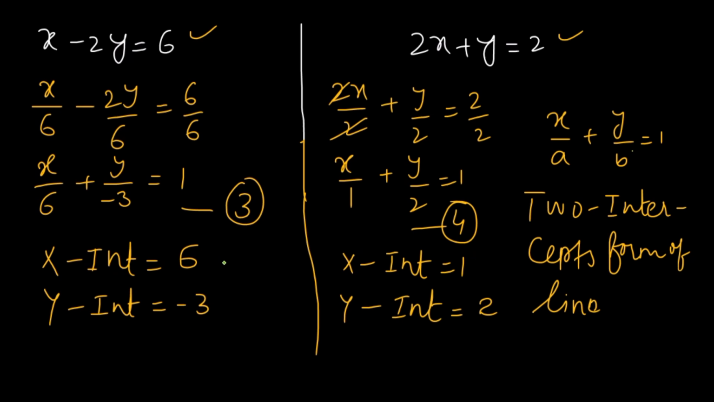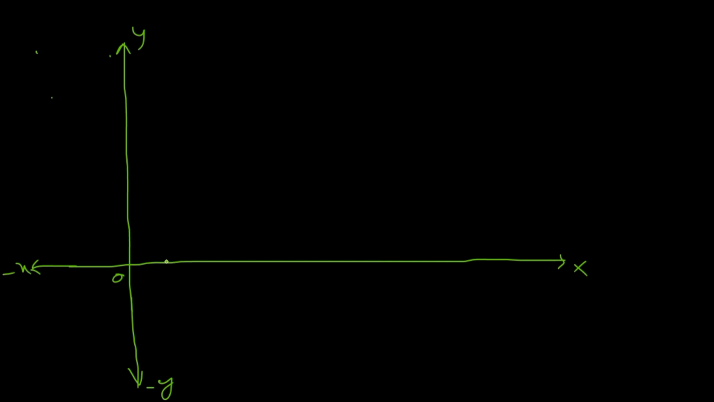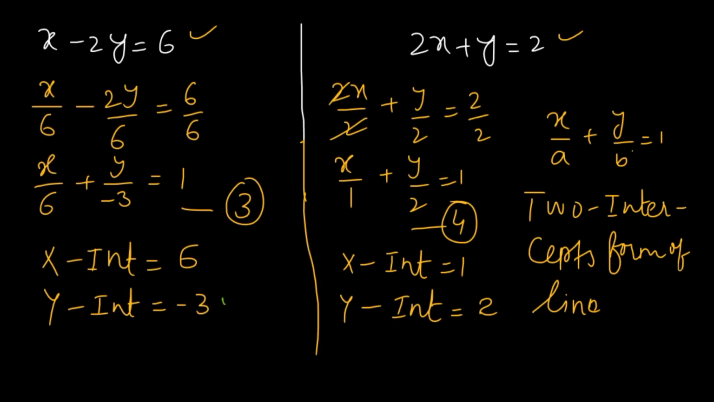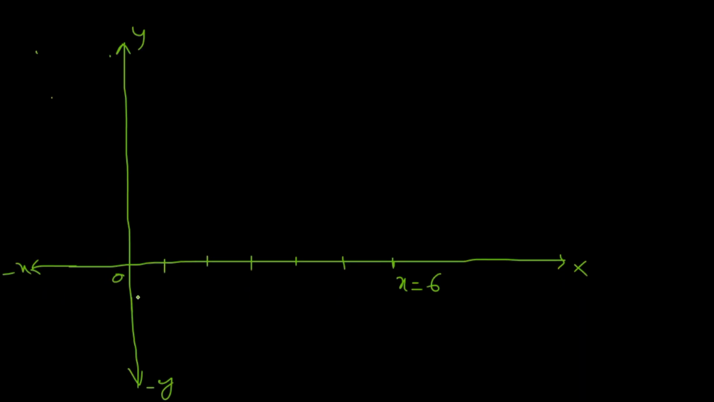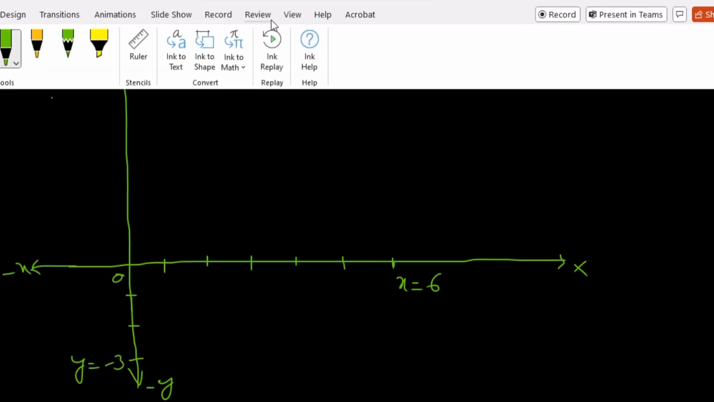Next, the x-intercept in 3 is 6. This is x is equal to 1, x is equal to 2, x is equal to 3, x is equal to 4, x is equal to 5. This is x is equal to 6. Suppose this is x is equal to 6 here. And the corresponding y-intercept is minus 3. This is y is equal to 1, minus 1, minus 2, minus 3. This is y is equal to minus 3. Next, we join these two intercepts by a solid line.